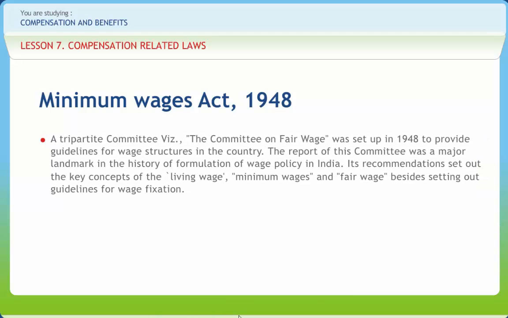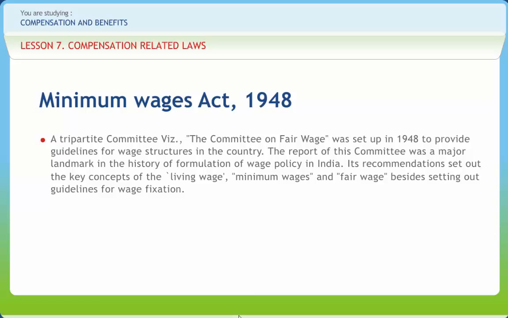A tripartite committee, viz., the Committee on Fair Wage, was set up in 1948 to provide guidelines for wage structures in the country. The report of this committee was a major landmark in the history of formulation of wage policy in India. The Minimum Wages Act 1948 was enacted to safeguard the interests of workers, mostly in the unorganized sector, by providing for the fixation of minimum wages in certain specified employments. It binds the employers to pay their workers the minimum wages fixed under the Act from time to time.